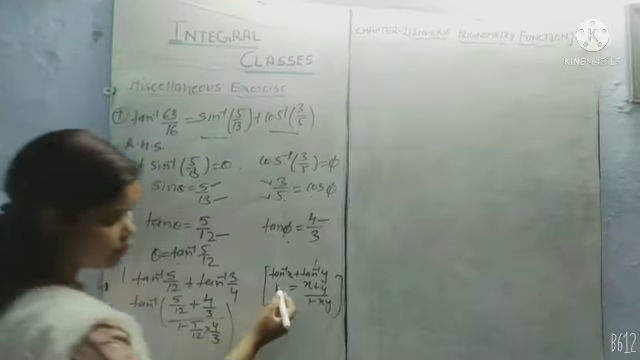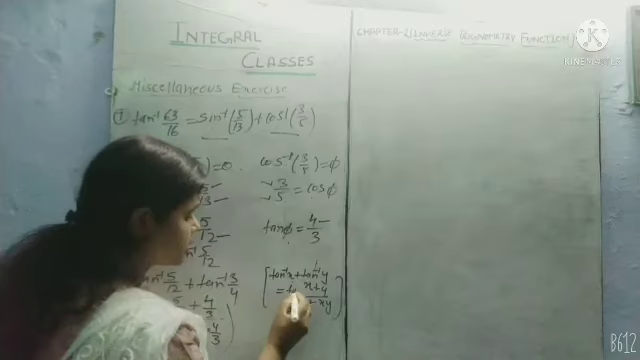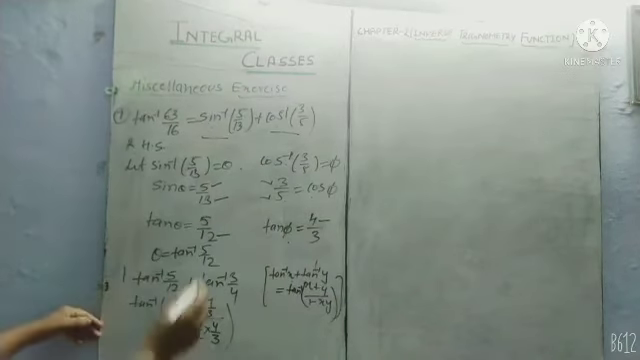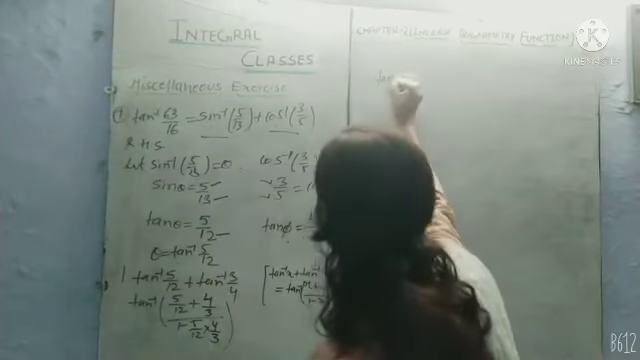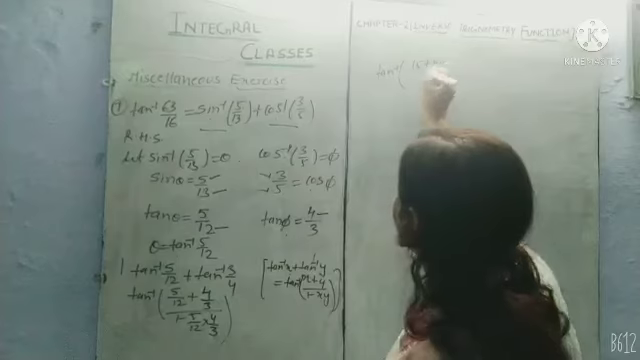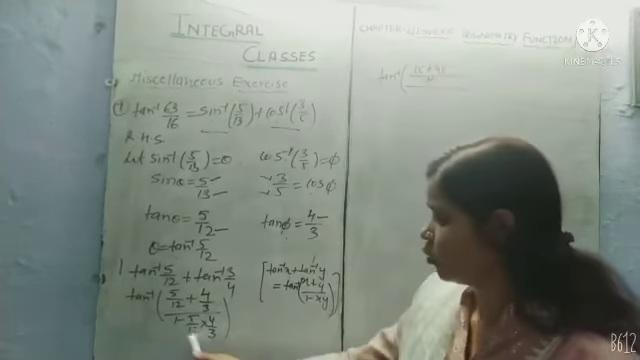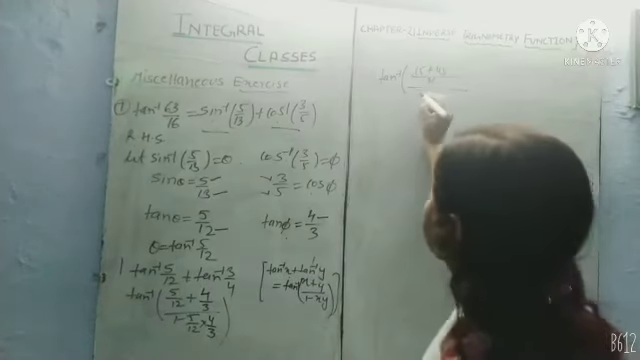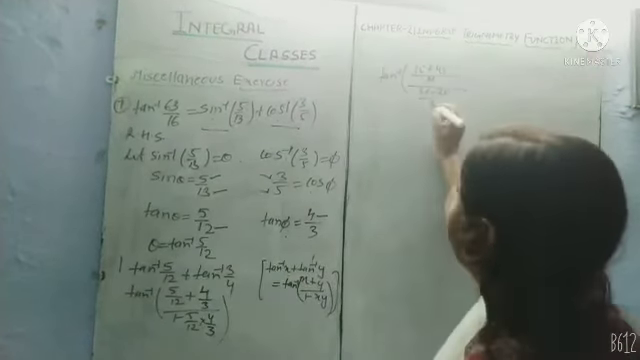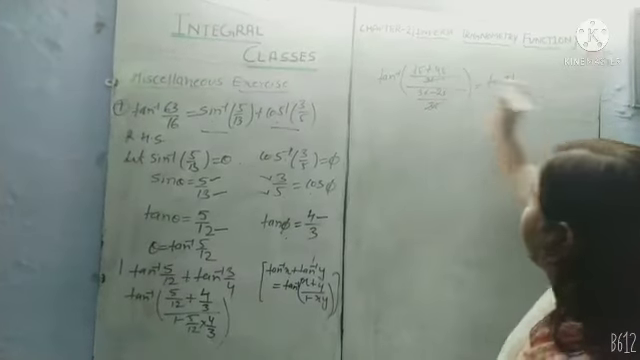So we will apply this formula: tan inverse x plus tan inverse y equals tan inverse of (x plus y) upon (1 minus xy). Now put the values here and solve them. Then we will get 5 times 3 is 15, 12 times 4 is 48 upon 12 times 3 is 36, upon 1 minus 5 times 4 is 20 upon 12 times 3 is 36, and 36 is cancelled.